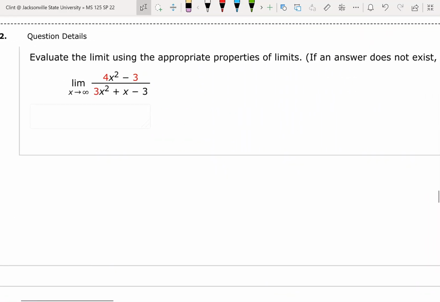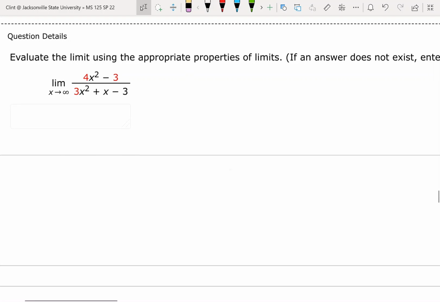Oh, number 12. Yeah, I don't think we're going to have any trouble getting through all these. Number 12 says evaluate the limit using the appropriate properties of limits. We have a limit as x approaches infinity of a rational function.